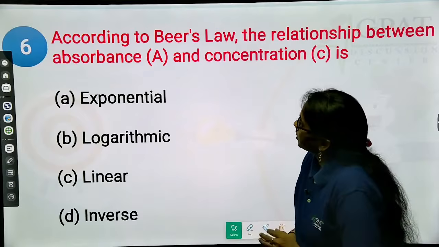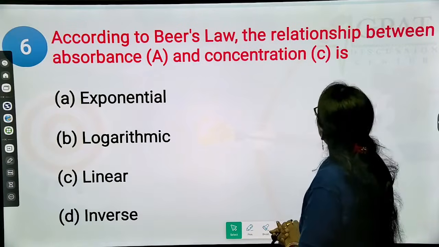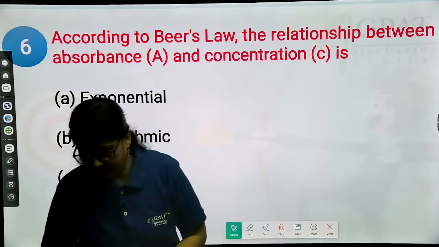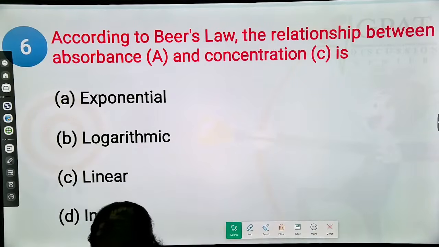Next question, if you observe, according to Beer's law, the relationship between the absorbance and concentration. So, how many have answered this question very well?